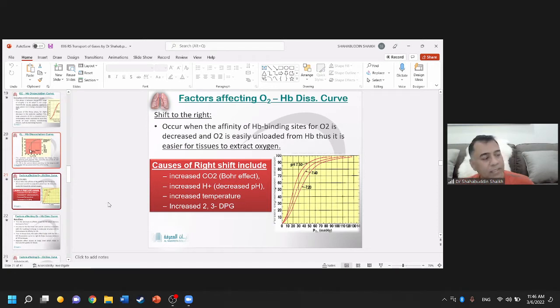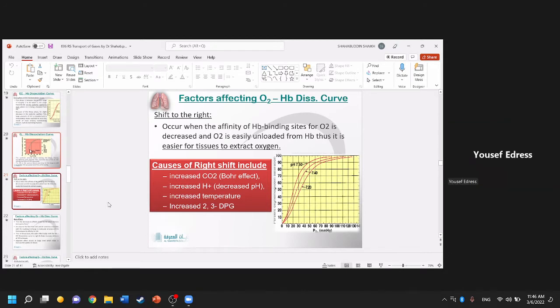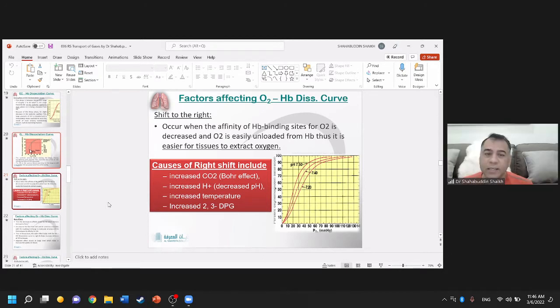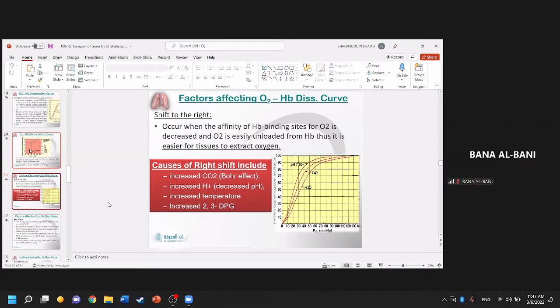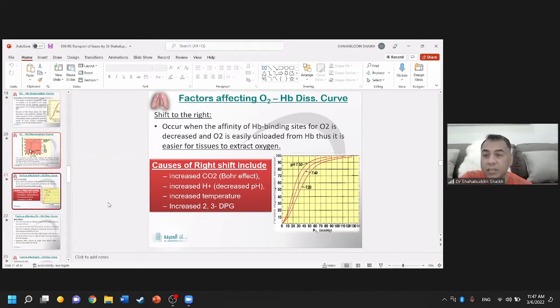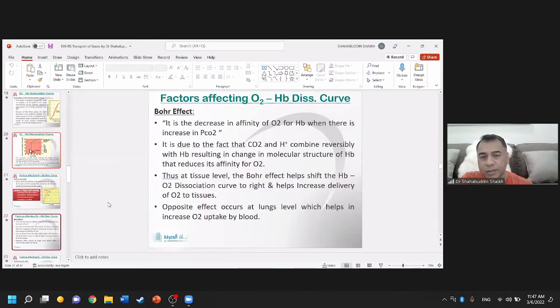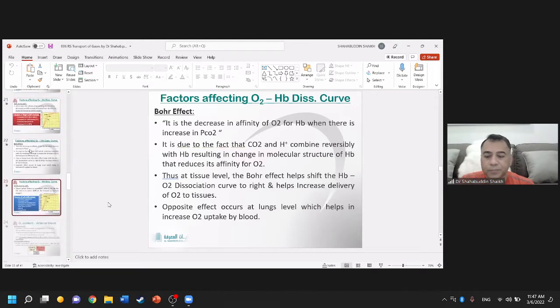Now, second question: shifting of the curve to the right side, what does it mean? Easier to let go of oxygen to tissues. Easier to release, unload oxygen to the tissue. Easier for the hemoglobin to give oxygen. Similarly, it is easier for the tissue to take oxygen. Remember this one sentence: the meaning of curve shifting to right is easier for the tissues to gain or obtain oxygen, whatever words we use. That was very important.